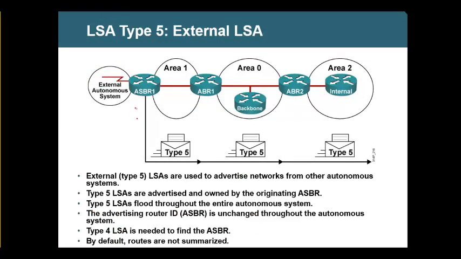Type 5 LSA originates from that ASBR itself, where we do redistribution. Let's say here you got EIGRP. EIGRP routes are redistributed into OSPF here. That's why it is the ASBR. So those EIGRP routes that are entering into OSPF will be carried as type 5. Again, it will not be summarized by default. If you want, you can summarize it. Type 5 LSA is called the external LSA.